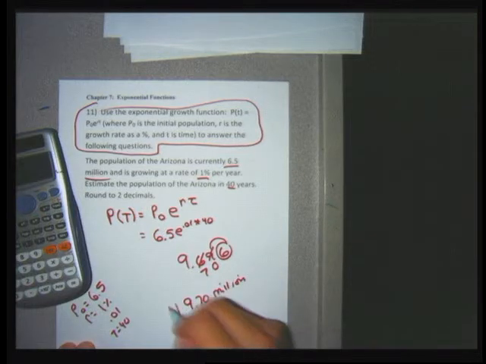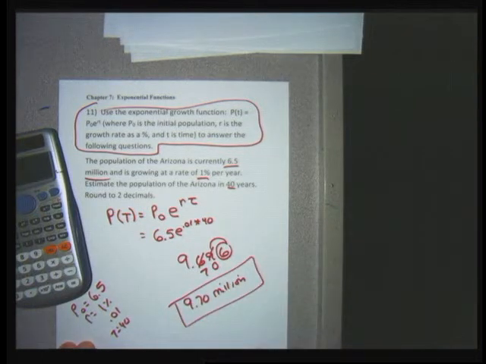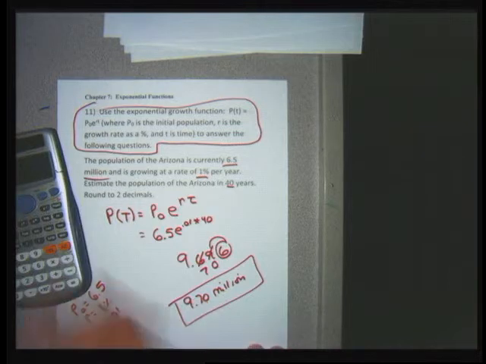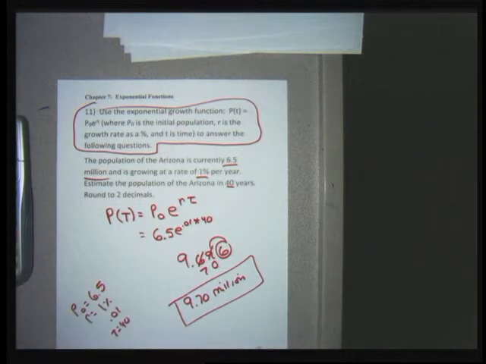I could say 9.7 million people in Arizona. You don't need the 0 after the 7, but it's fine. If you put it there, you put it there. If you don't, you don't. It says to round to 2 decimals. It doesn't mean you have to show 2 decimals if the second one's a 0.